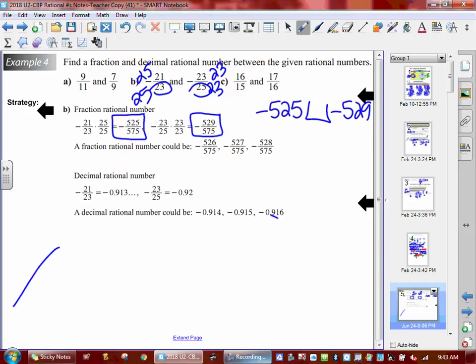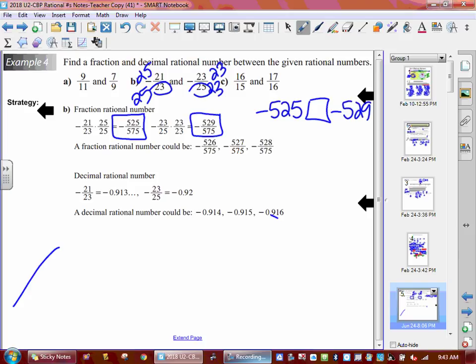So the minute we found the common denominator on the bottom, it's easier to find out what numbers can go in between. Okay? When they're in decimal form, it's easy for us to find a decimal number that goes in between them. But if they want a fraction, we have to use this strategy.